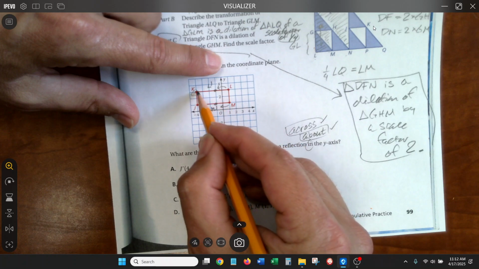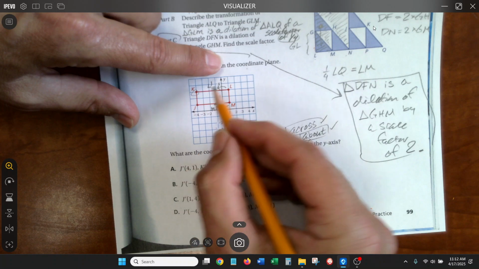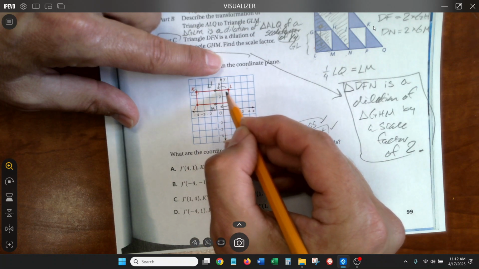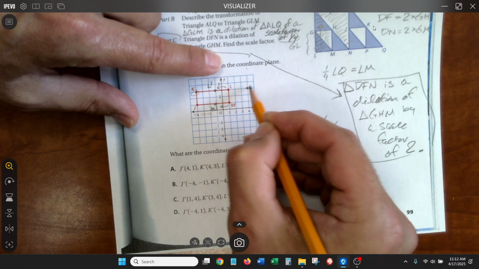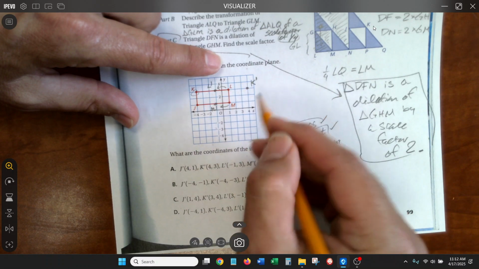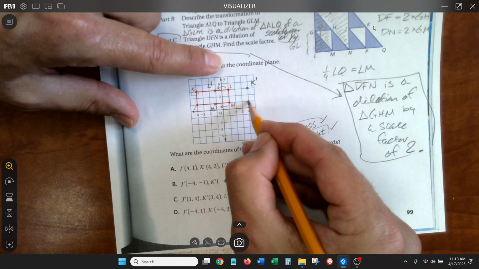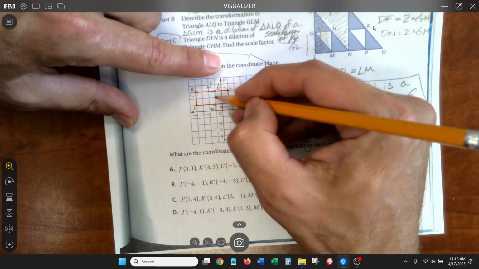So how far away is it from the mirror? 1, 2, 3, 4 units to the left. So it's going to reflect across, and now 1, 2, 3, 4. After the reflection, it will be 4 units to the right of the mirror. So K prime will be over here. J prime would be underneath K prime. So there's our new shape.